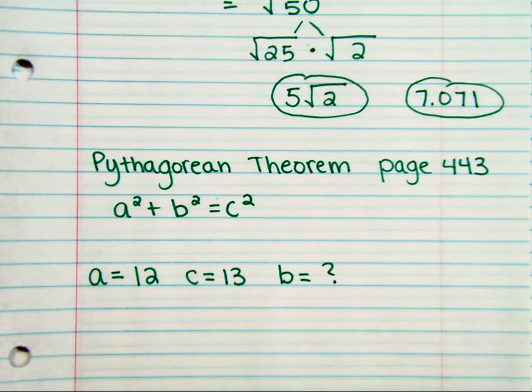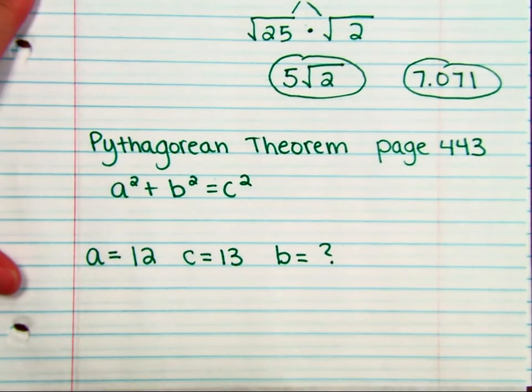So I believe the last video left off right when we are getting ready to do this Pythagorean theorem problem. So we're just going to pick up right where we left off. So we had A was 12, C was 13, and we were looking for B. So I'm just going to go ahead and plug in what I know.